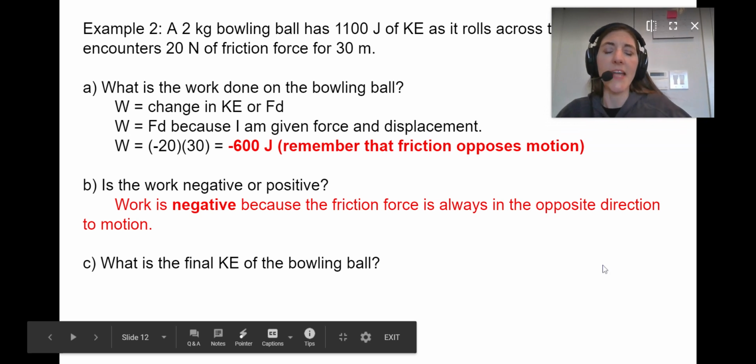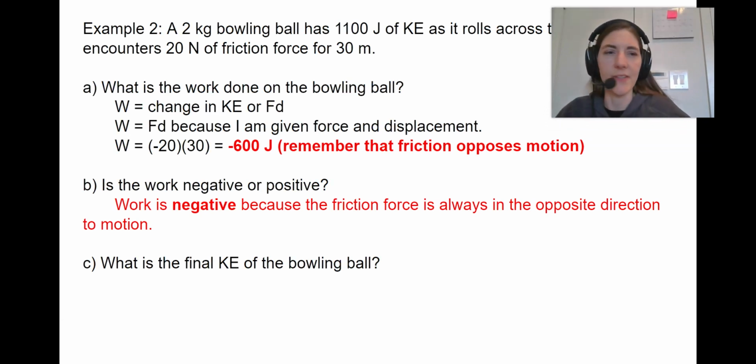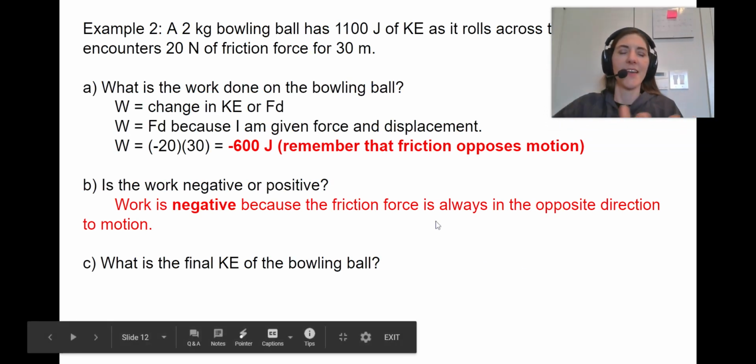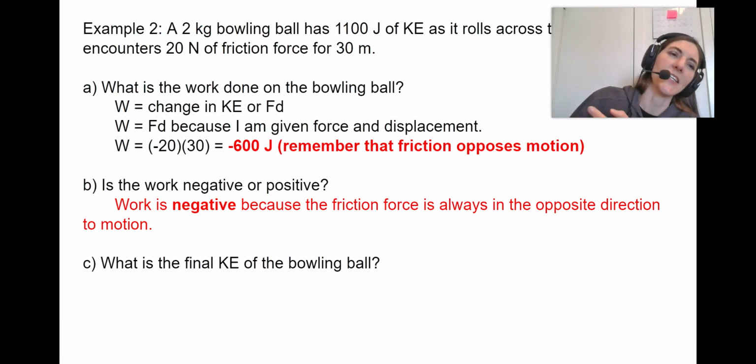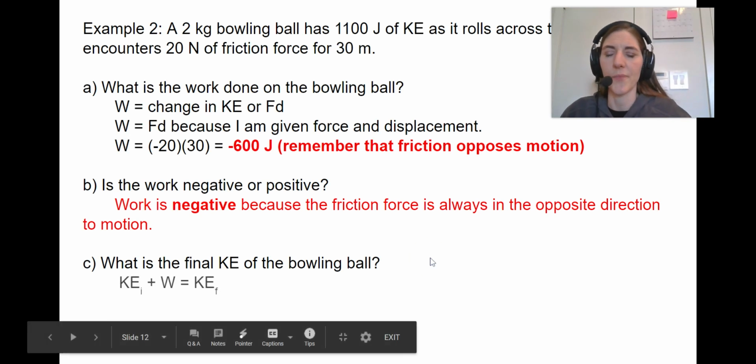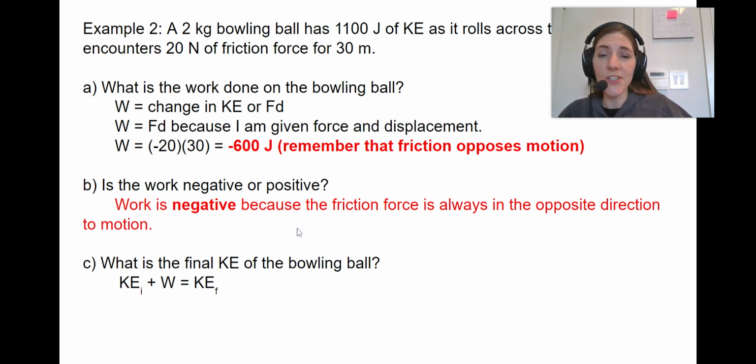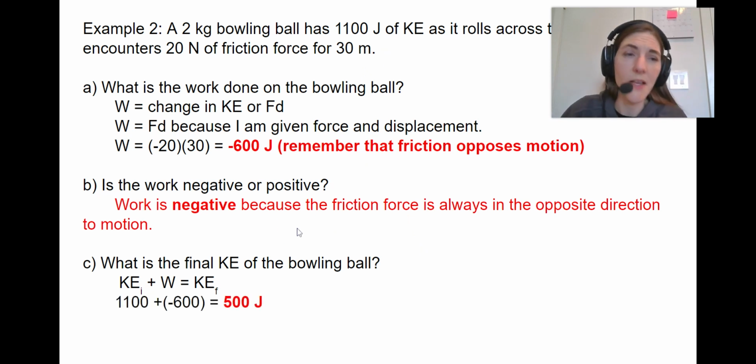So, what is the final kinetic energy of the bowling ball? Well, this one's pretty simple. Kinetic energy initial plus work equals kinetic energy final. My initial kinetic energy was 1100 plus a negative 600 equals 500 joules. Voila.